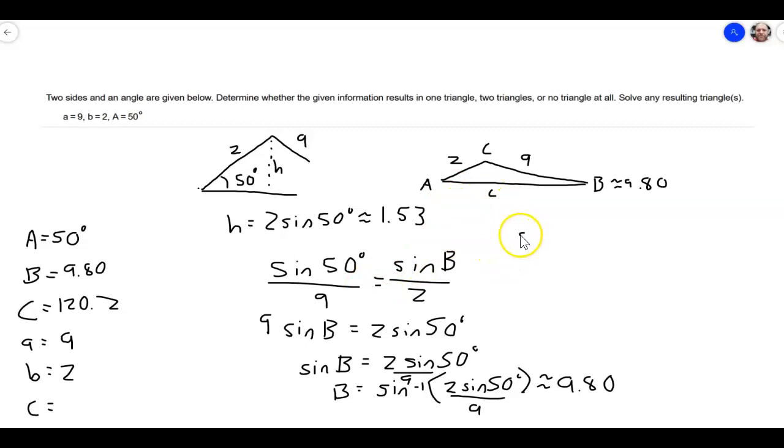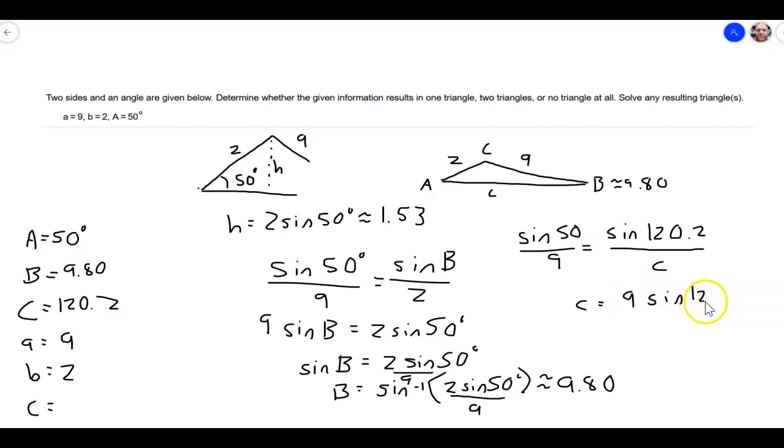And we'll just use the law of sines for that. So the sine, and remember I'm going to keep using a because those are exact values, the sine of 50 over 9 is equal to, and then we have to use the c's for this last one, the sine of 120.2 all over little c. And then if you cross multiply and divide, you get little c is equal to 9 times the sine of 120.2 divided by the sine of 50.